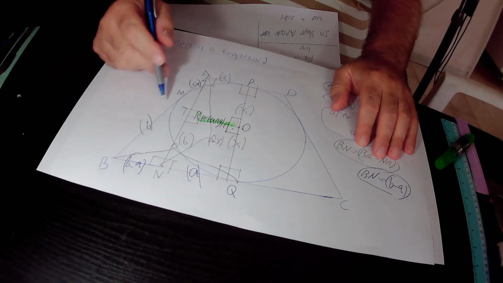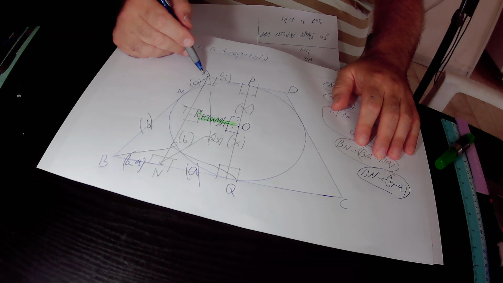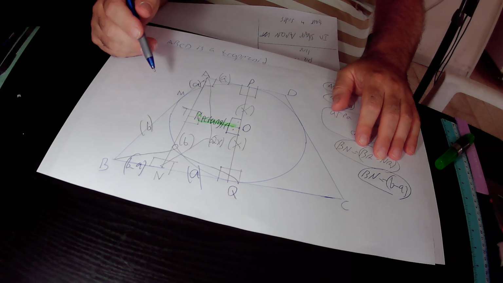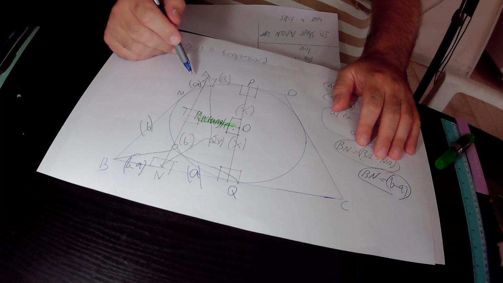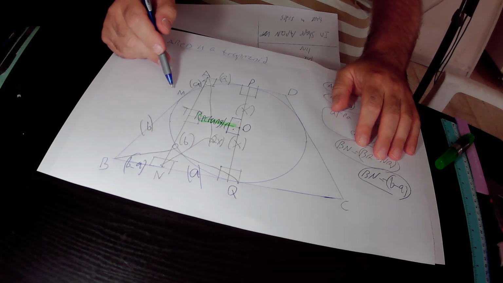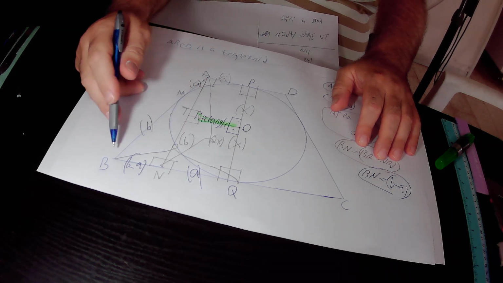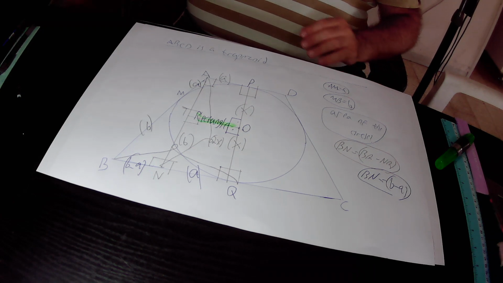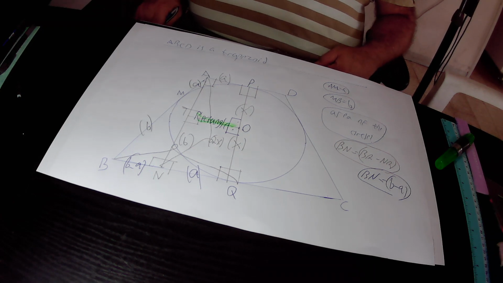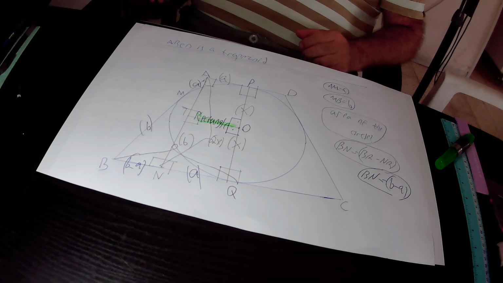Side AB in total equals a plus b. So in the next step, I will copy the right triangle ANB onto a new page, and we'll implement the Pythagoras theorem on this right triangle. According to the Pythagoras theorem, in any right triangle, the square of the hypotenuse equals the sum of the squares of the perpendiculars.